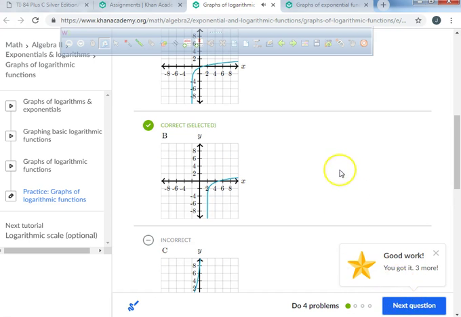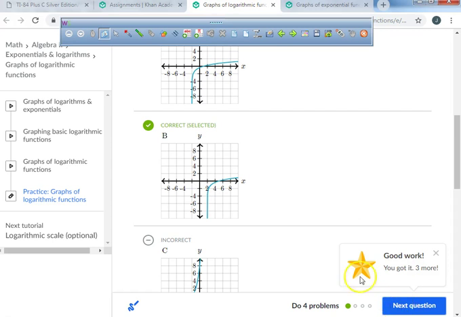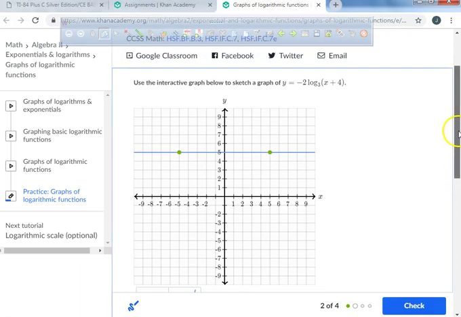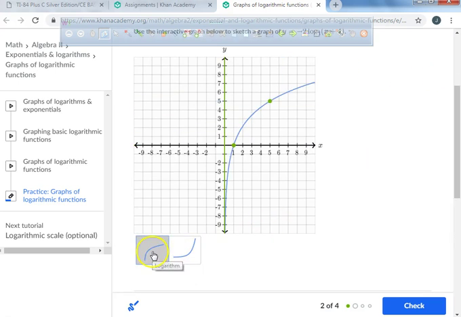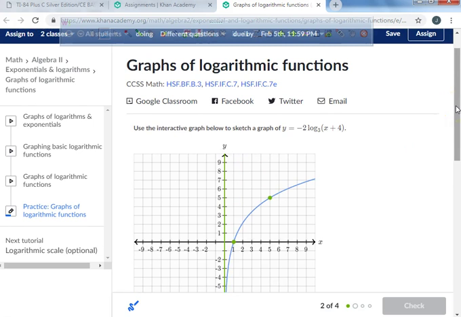Now this one's going to be a little bit trickier. Alright, now we're going to go ahead and graph this. So here we go. It says negative 2 log base 3 of x plus 4. The first thing you're going to do when you're graphing these is you're going to change it so that you have what's called a vertical asymptote. Now, our vertical asymptote is going to be located at negative 4. Because what number plus 4 gets me to 0? Negative 4. So that's the very first thing that you need to draw in. You need to draw in your vertical asymptote.